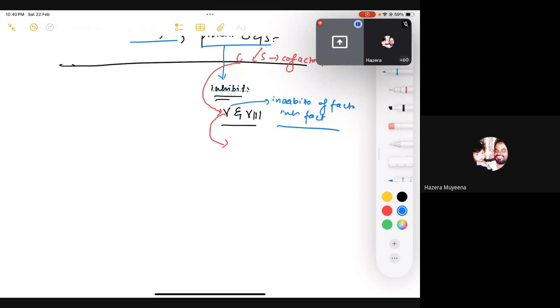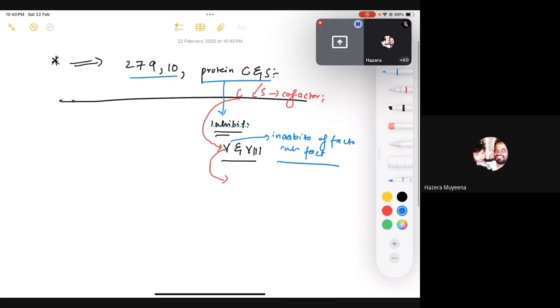Okay, no problem. So protein C and protein S and 2, 7, 9, 10, you already know that vitamin K basically activates them, they gamma carboxylate them. Once they are gamma carboxylated, they are converted into their active form. Factors 2, 7, 9 and 10 are procoagulants, which Dr. Taha just told us, and C and S are anticoagulants. So how do they perform their activity of anticoagulation?